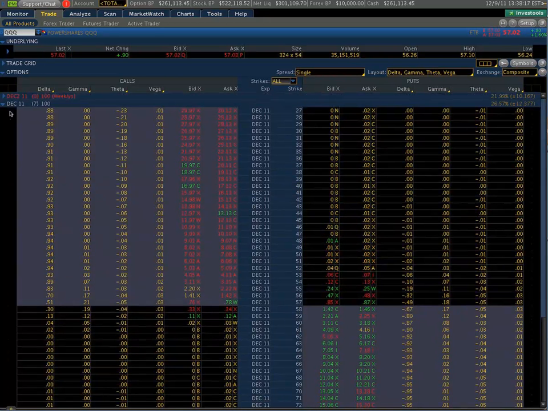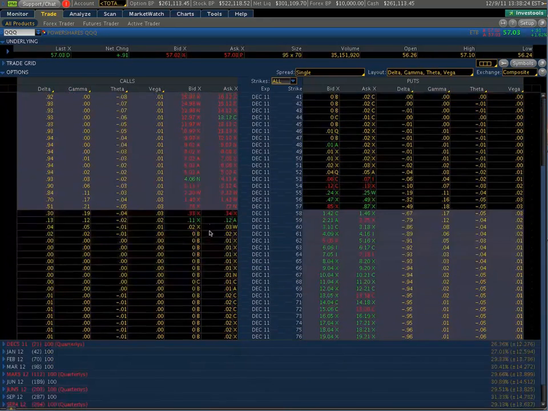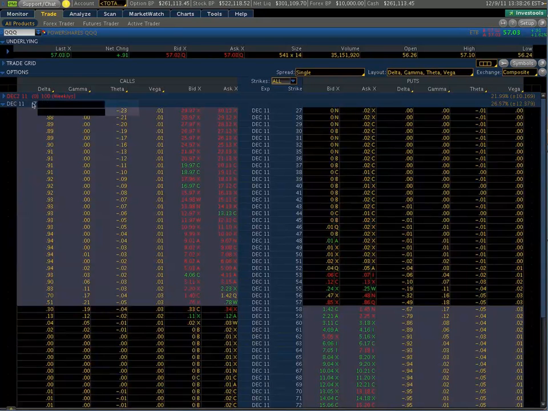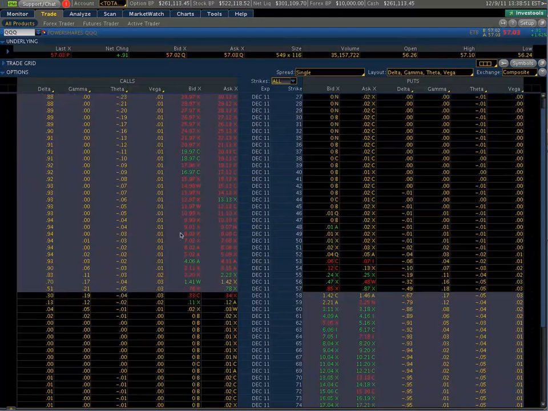But let's take a look at another expiration date. Now, options have an expiration on the third Friday of each month. Actually, they expire the next day, which is the non-trading day. However, they're marked to market at the end of the third Friday of the month. In this case, the December 11 options will expire on Friday, December 16th. At that time, they will cease to trade.